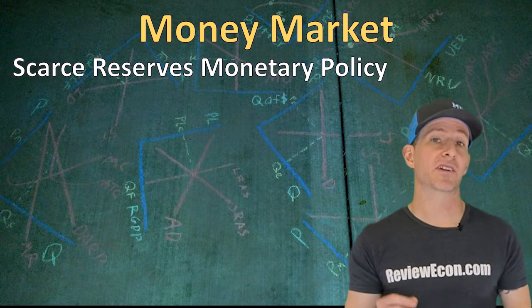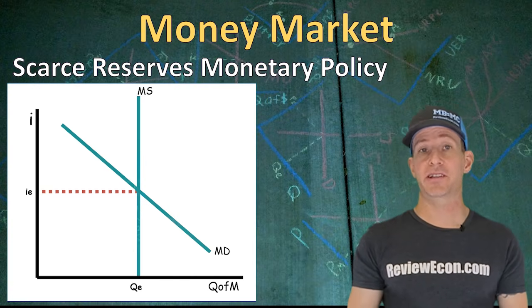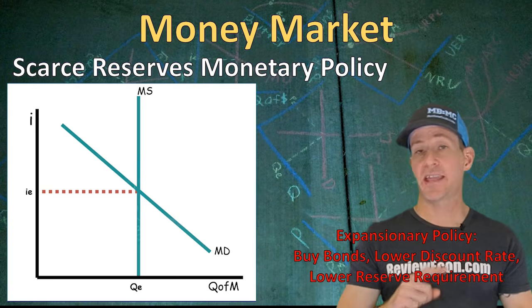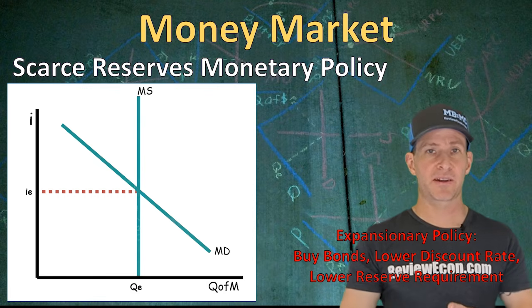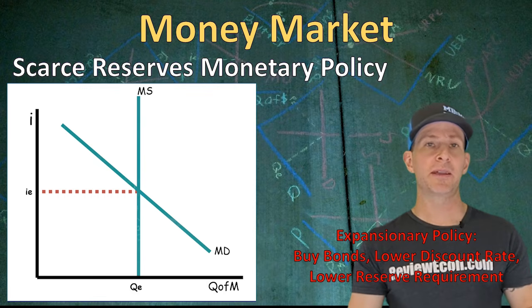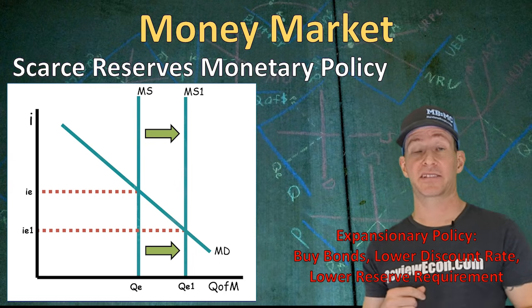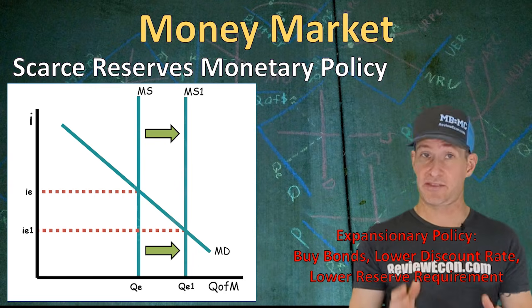If a central bank with scarce reserves is going to have expansionary monetary policy to fight unemployment, they will buy bonds, lower the discount rate, or lower the reserve requirement, and that will cause an increase in the money supply, causing a decrease in the nominal interest rate.